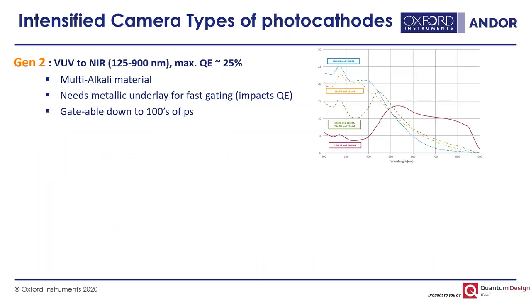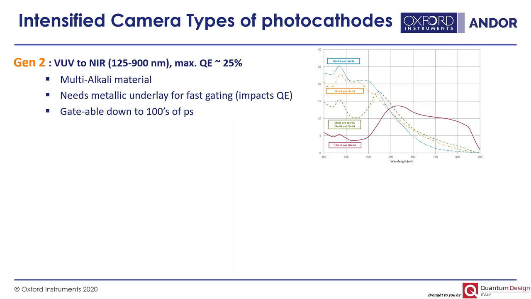So one important part of looking at an intensified camera is the photocathode that you select. There are generally 3 different types of photocathodes that you can have on an intensified camera. Generation 2 photocathodes, as you can see on the spectrum on the right-hand side, offer quite a good broadband response from 125 to 900 nanometers. However, their quantum efficiency can be somewhat limited, and they can be somewhat resistive, so they can struggle to get below tens or hundreds of nanometers gating speeds.